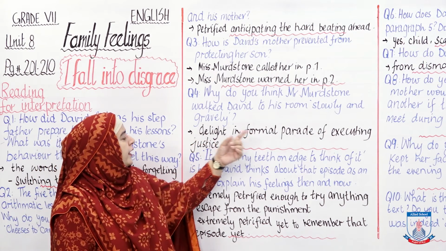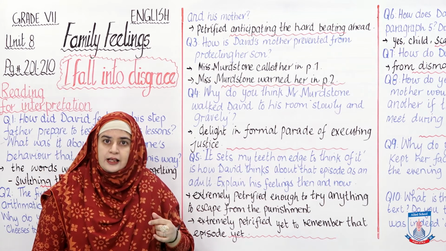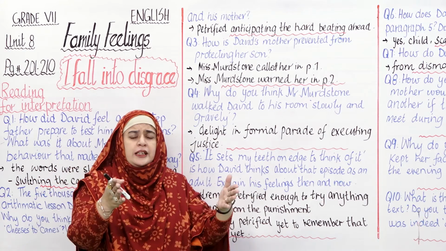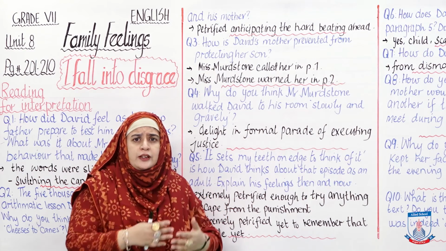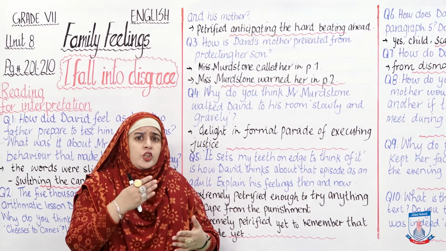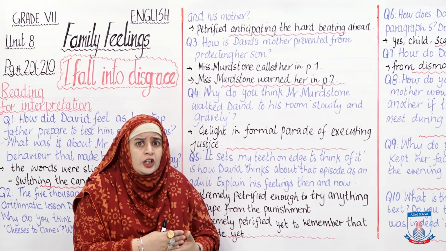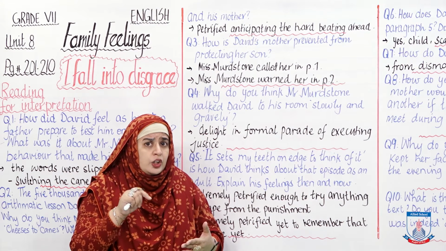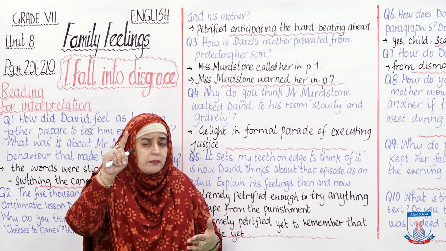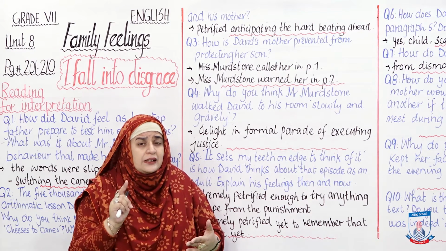Delight in formal parade of executing justice. Parade क्या होता है? Independence Day की parades देखी है आपने? उसके अंदर stations होते हैं, लोग होते हैं, एक march हो रही होती है different चीजों की. तो वो enjoy कर रहा था वो justice जो उसने देना था. ठीक है, और वो उस परेड को यानी उस वॉक को एंजॉय कर रहा था जो उनके लिविंग रूम से डेविड के बेडरूम तक थी, जहां जाके उसने डेविड को बहुत सीरियसली बीट करना था.